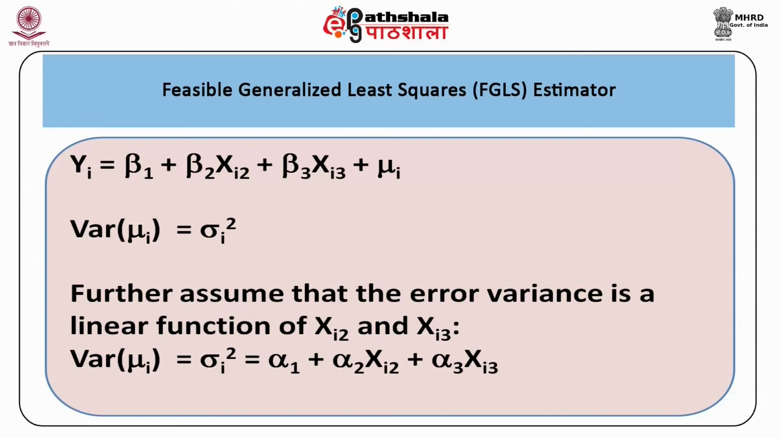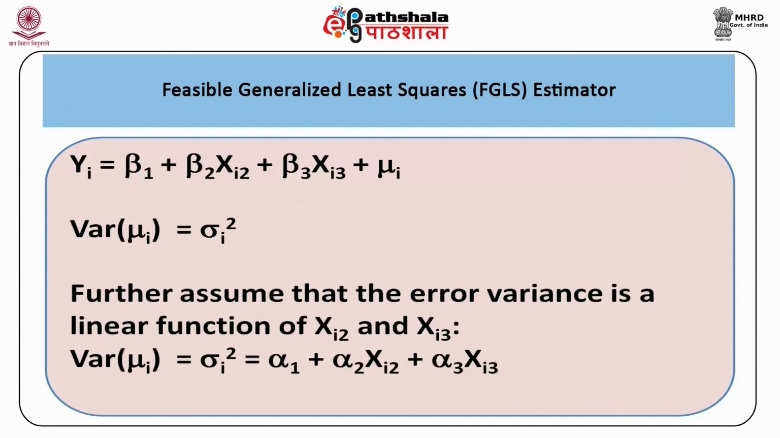In the last step, take the square root of the estimates of the error variance, sigma i hat, for each observation. Find the weight w_i equal to 1 divided by sigma i hat for each observation. Multiply y_i, x_i2, and x_i3 for each observation by this weight. Finally, regress w_i y_i on w_i x_i2 and w_i x_i3 using OLS.